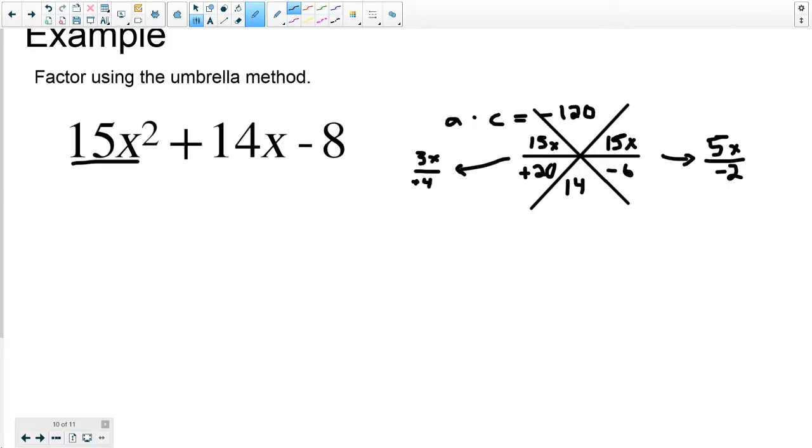And so now I can go ahead and write those as my factors. 3x plus 4 times 5x minus 2 as my factors.